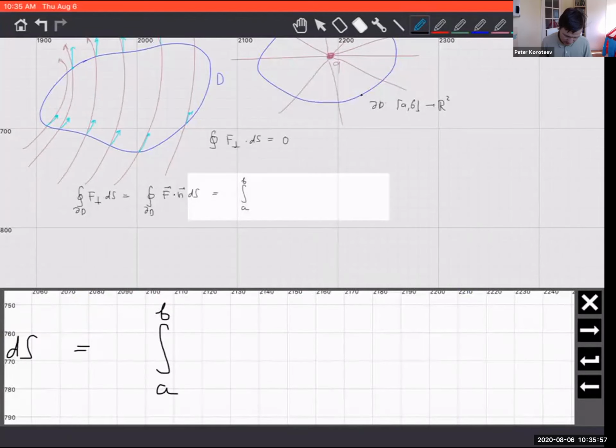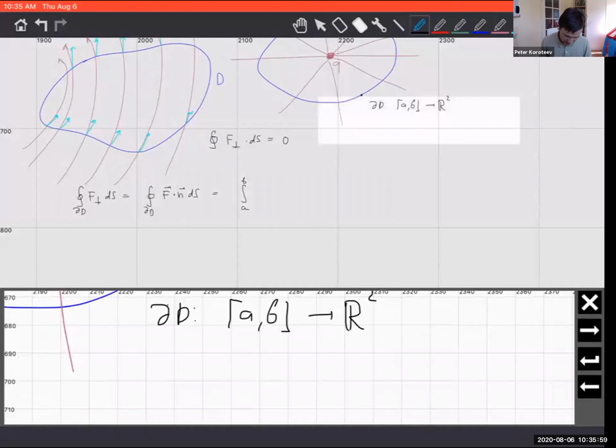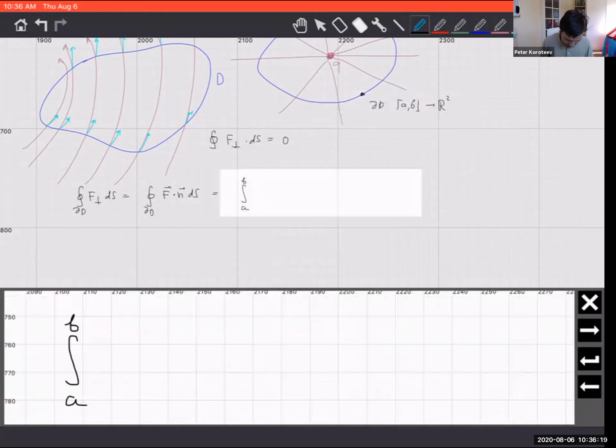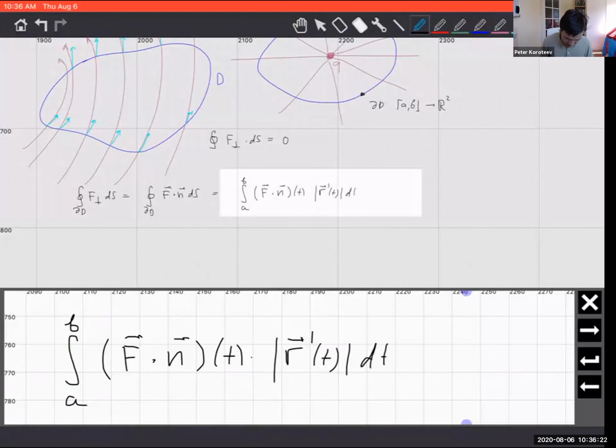And it's a closed loop, so the value of the function is the same at the endpoints. But parametrically they're different points, right? So then we have f dot n of t, and then ds is the absolute value of r prime dt. And so that's the integral.